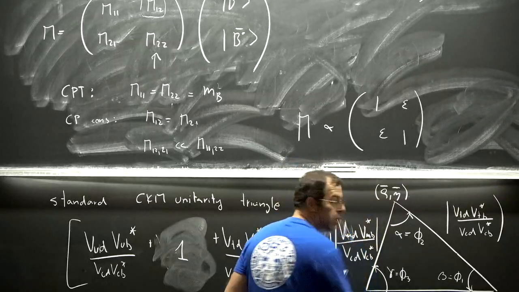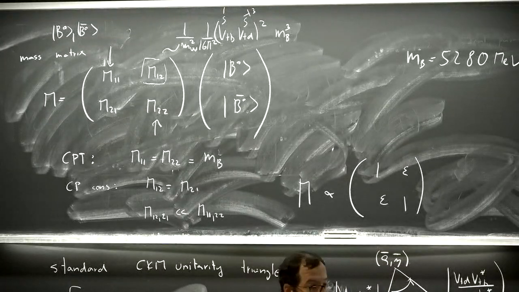Question? Yes. Do you know if those off-diagonal elements are bigger or smaller than the ones in the kaon sector? So the question. The strange quark mass is smaller, but the CKM elements will be bigger in that case. So the question is about comparing the kaon sector to the B meson sector, whether the off-diagonal element is bigger or smaller.